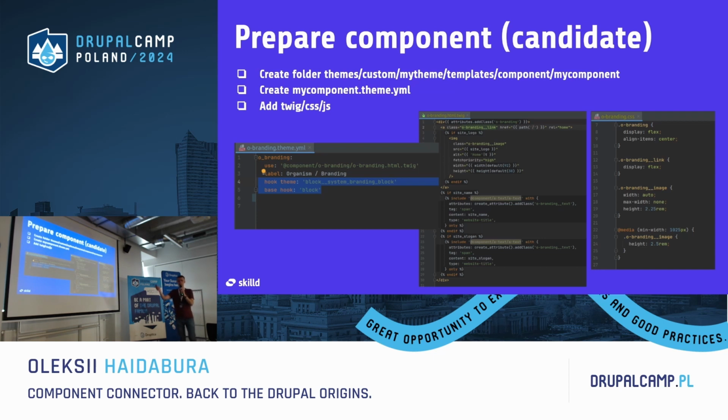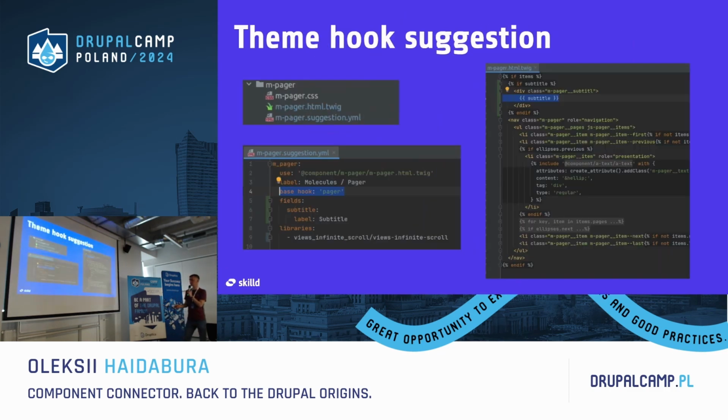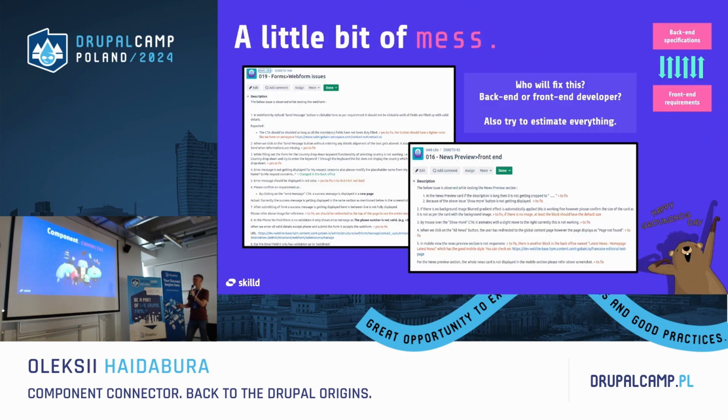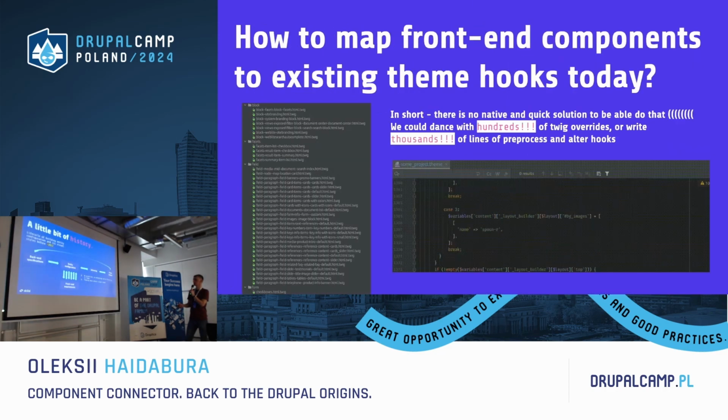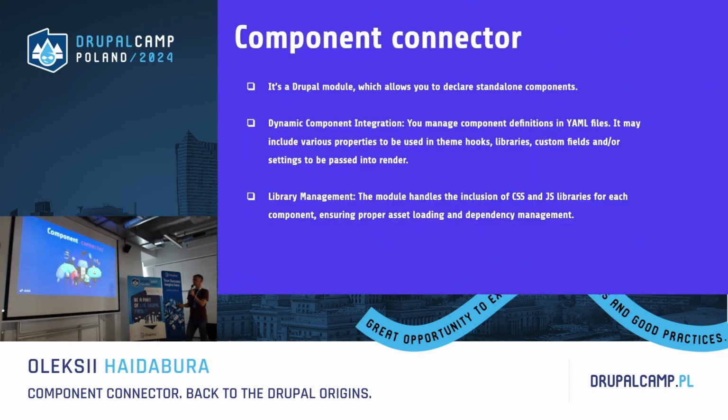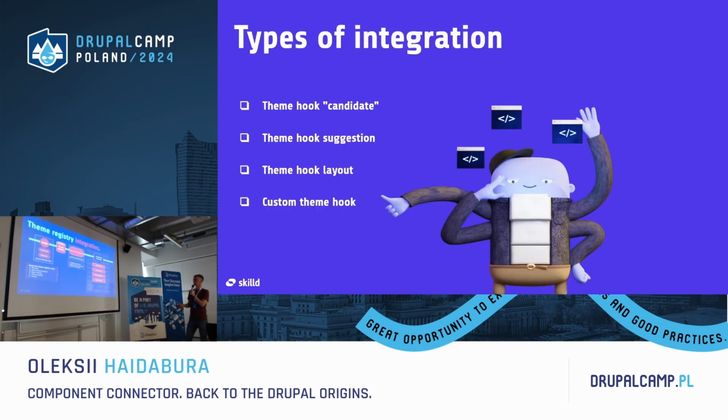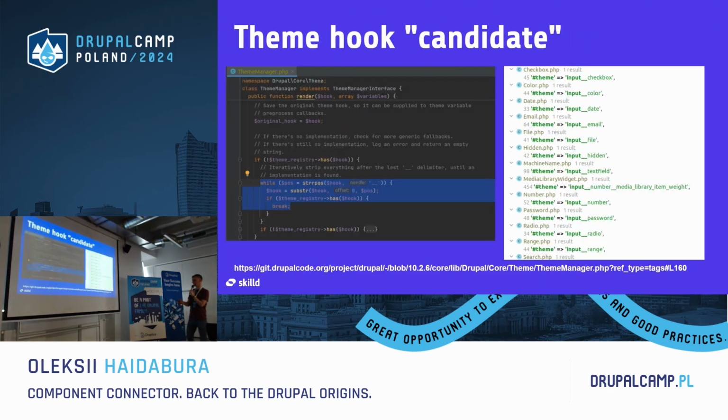Hook theme substitution, that's what I called candidate, because of here. It's a big presentation. Yeah. Take a look. It's a theme manager from core. So that's how it searches for candidates. See?